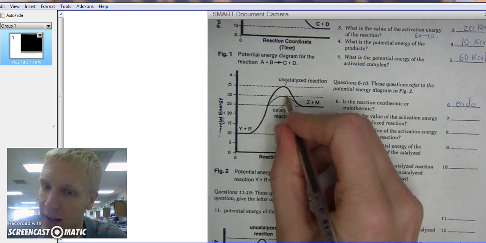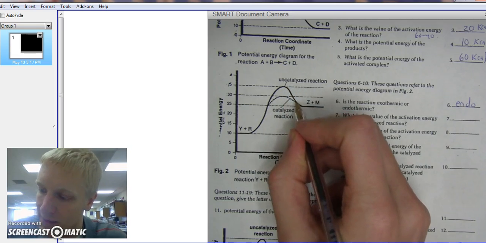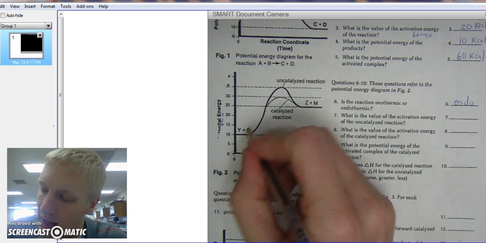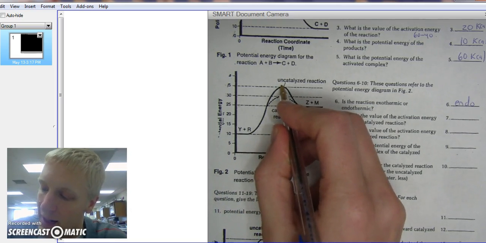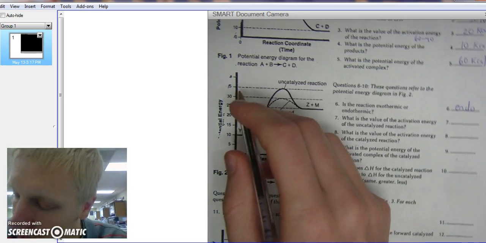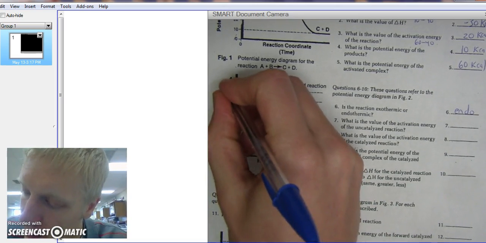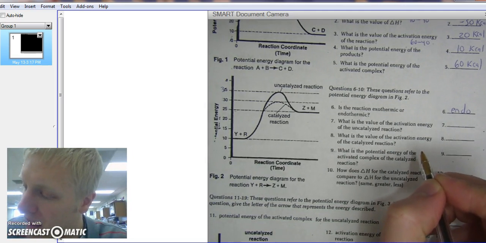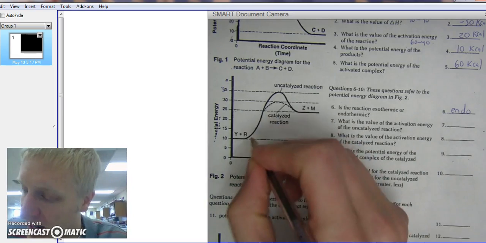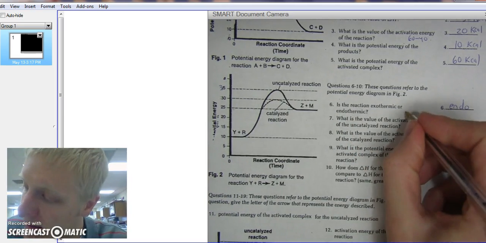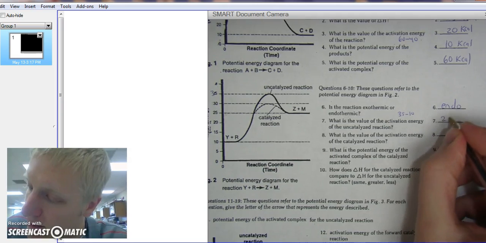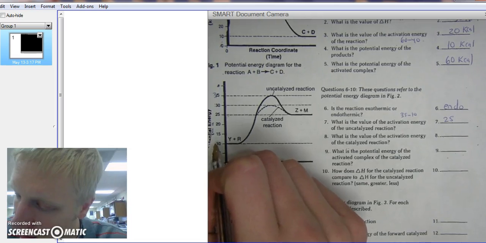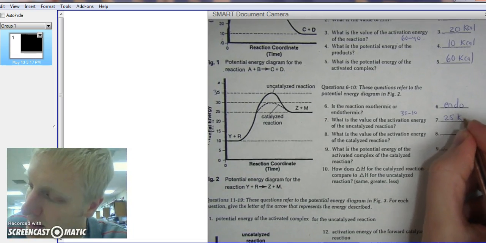7, what is the value of the activation energy of the uncatalyzed reaction? So here's the catalyzed reaction, and here's the uncatalyzed reaction. We're looking for the value of the activation energy. So that's going from our reactants to our activated complex. Looks like 20, 25, 30, that's 35. That's 35 minus 10. That's 25. And looks like the Xerox wasn't being friendly. I'm just going to assume that's in kilocalories.